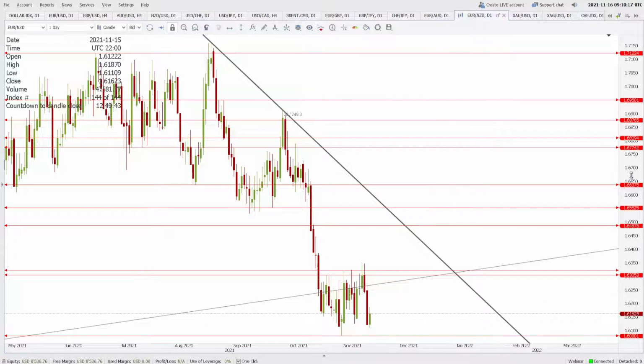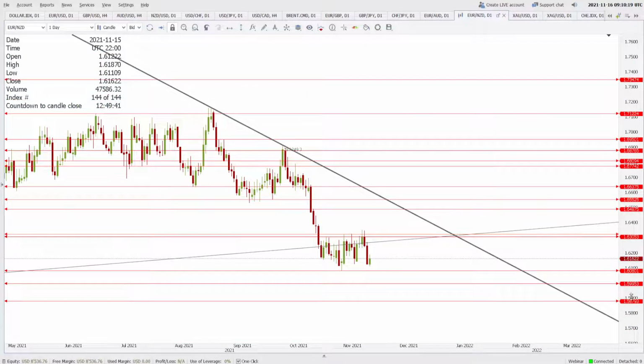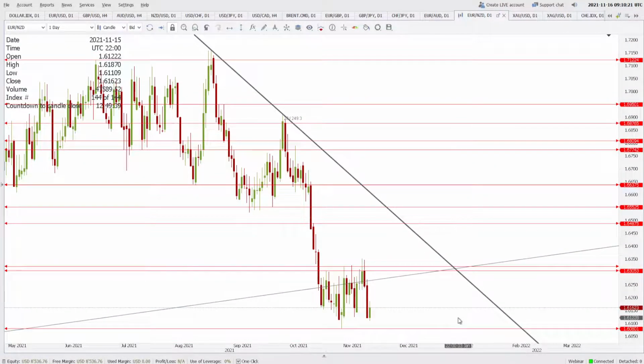Euro New Zealand in a similar line. Now New Zealand dollar today is weaker than euro, so that is why euro seems to be green against the New Zealand dollar here, but again it is trading within the support and resistance range. 1.6080 is the support and 1.6305 is the resistance still in this market.